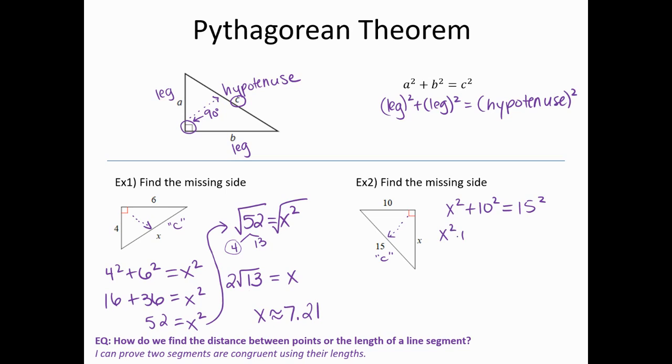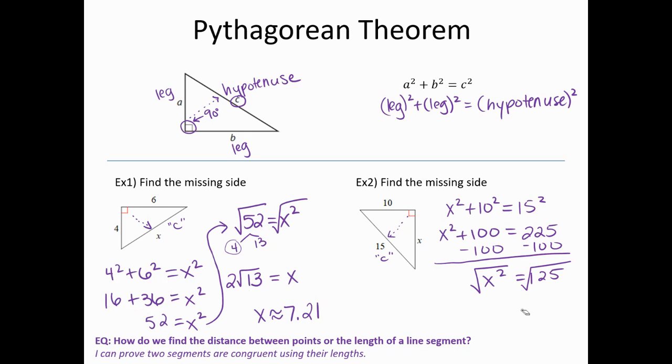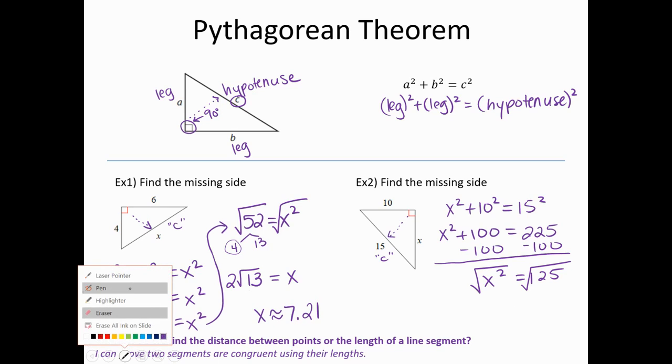And I'm going to simplify. 10 squared gives me 100. 15 squared, I believe, is 225. And then to solve for x squared, I would subtract the 100. I get x squared equals 125. And then I would square root to undo the squared. And I get x equals the square root of 125, which is not a perfect square. So I'm going to try again and break it down. And it will break down.